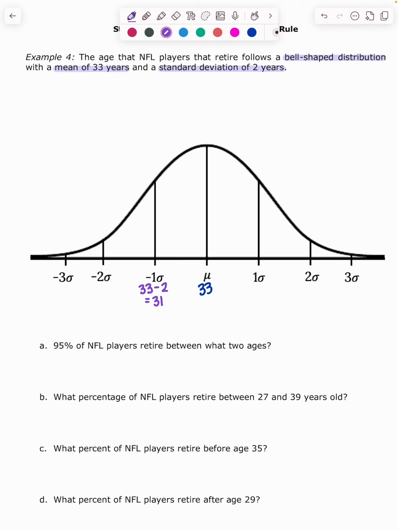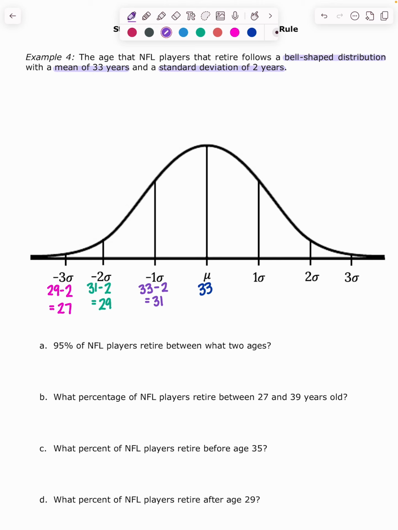Now for the next line, I am going to take the previous age and subtract the standard deviation. So 2 standard deviations below the mean is 29 years old. And then I'm going to do that one more time. 29 was the previous age, and I'm going to subtract 2, and that gives me 27 years old.